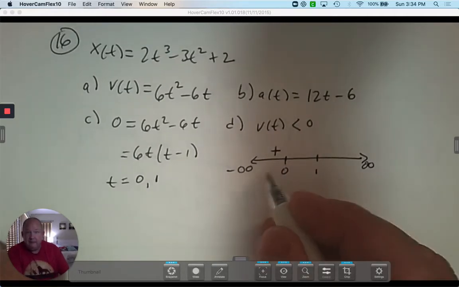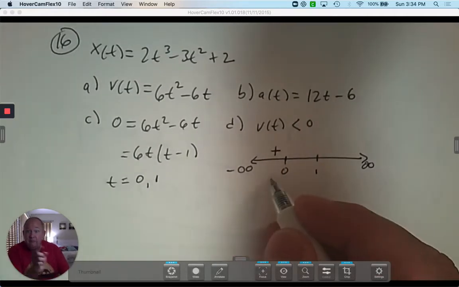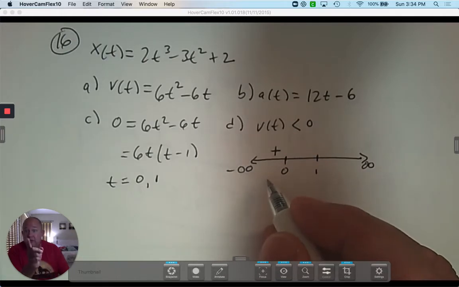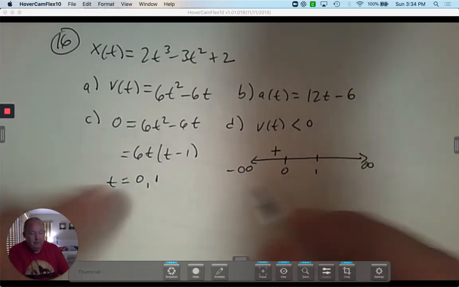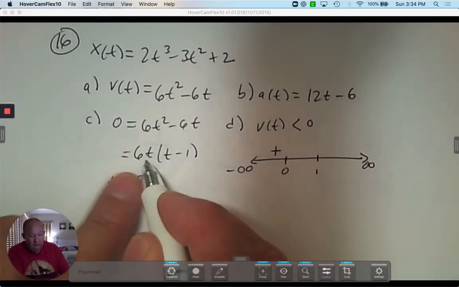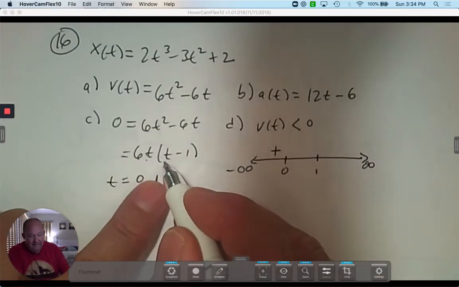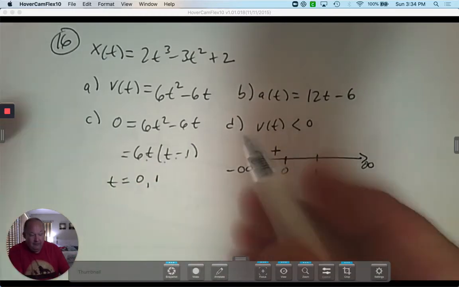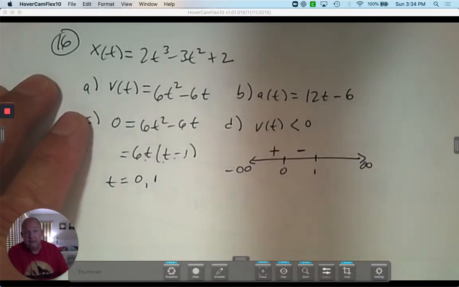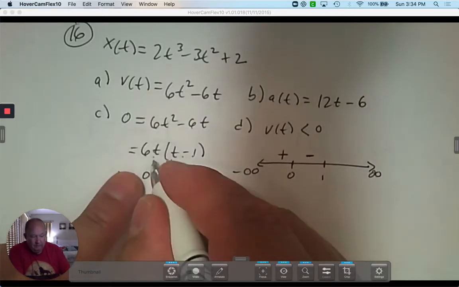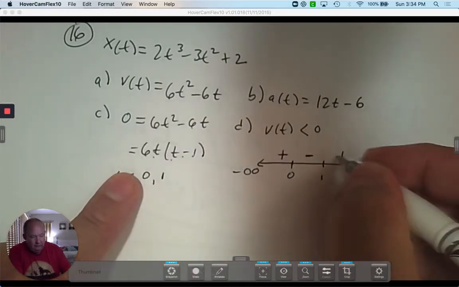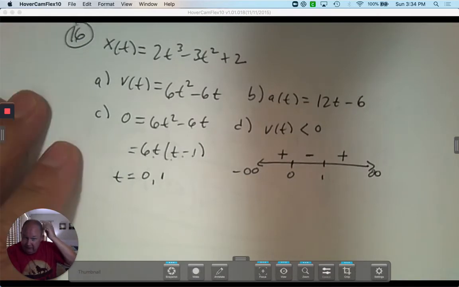So what does that mean? From negative infinity to 0, which direction is it moving? It's going to the right. From 0 to 1, what number? Well, let's say we pick 1/2. So 6 times a half, that's positive. A half take away 1 is now negative. So a positive times a negative, that's negative. Pick any number bigger than 1, like 1 billion, put it in. You can clearly see that that velocity is positive.